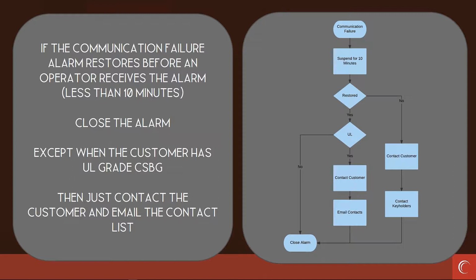So you'll see over here on the right-hand side, I have a flow chart of what this looks like. I have a communication failure, suspend it for 10 minutes, and then look to see if it's restored. If it's not restored, contact the customer, contact the key holders. If it is restored, then we have to look to see, is it UL? Does it have that UL grade? If it does have that UL grade, we still have to contact the customer, but we can email the contacts. And if it's not UL, then we just close the alarm. So we want to make sure that that looks the way we want it to.